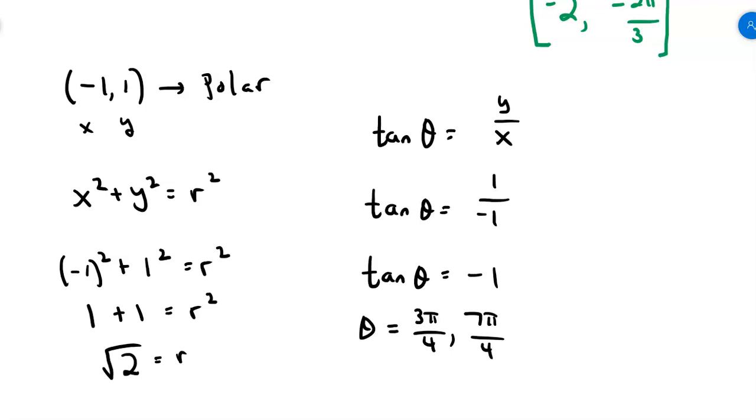Now, which one do we want? Well, where is our point? (-1, 1) means go over 1, up 1. So our point is up here in the second quadrant. So that gives us a couple of options for what we want as our answer.